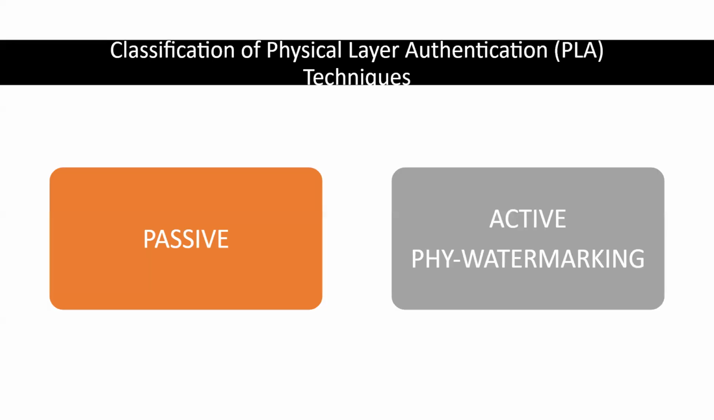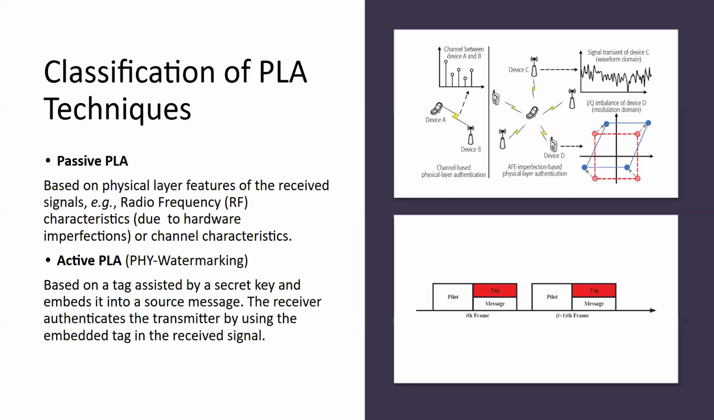So, classification of physical layer authentication techniques, as we agreed: passive and active. Passive means from the channel and from the RF front end. And active means related to physical watermarking. You are adding something additional, embedding something with the transmitted signal. The passive approach is based on the physical layer features of the received signal. For example, the radio frequency characteristics due to hardware imperfections, or channel characteristics.